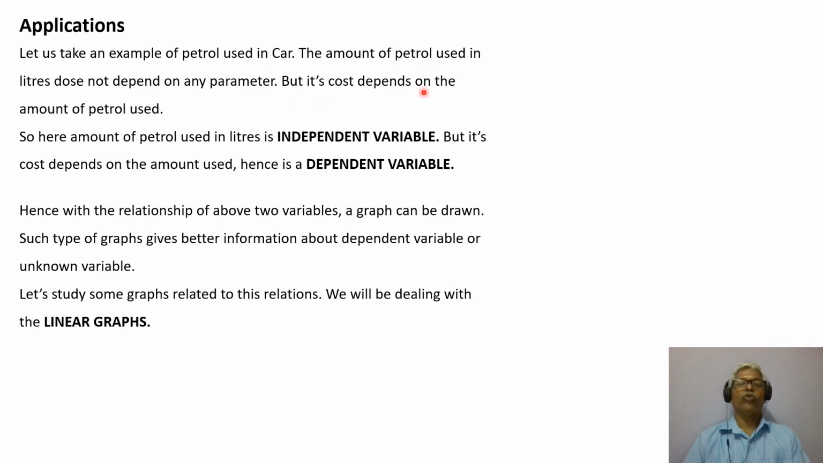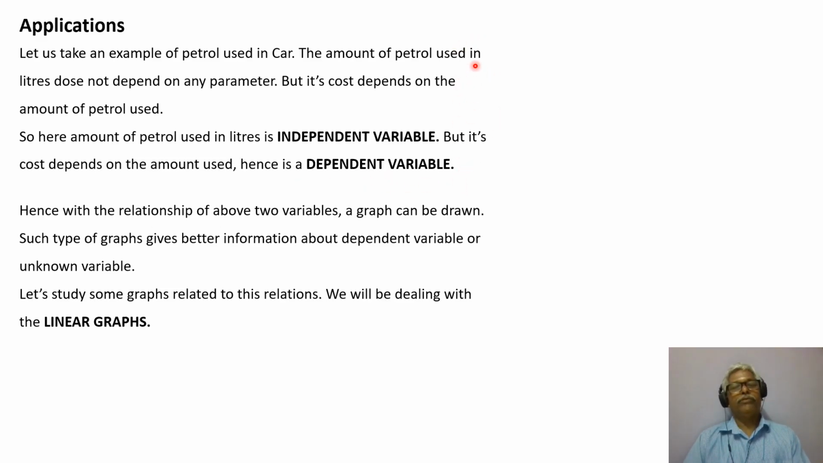But the amount you have to pay for that journey depends on the petrol used. If you use more petrol, you will need more money. So with this, just go through this comment. Here the amount of petrol used in liters is the independent variable, as it does not depend on the petrol price. But its cost, or the amount you have to pay, depends on the amount used. If you use more petrol, you have to pay more. So that is the dependent variable.